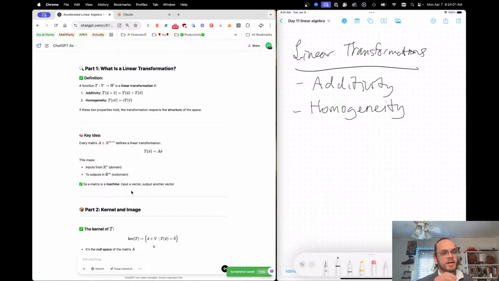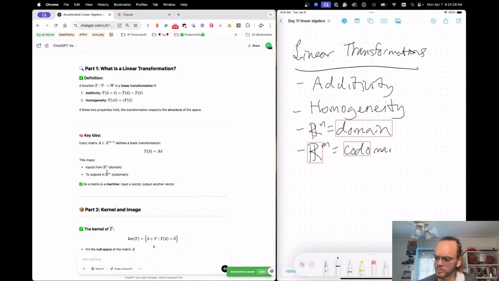The key idea is that every matrix with an m by n set of real numbers defines a linear transformation. This maps inputs from Rn, the domain, to outputs in Rm, the codomain. So I'm going to write those down here too. Rn equals domain. Rm equals codomain. And then these are both for an m by n matrix, right? That's rows by columns. So the number of rows, the outputs, is the codomain.